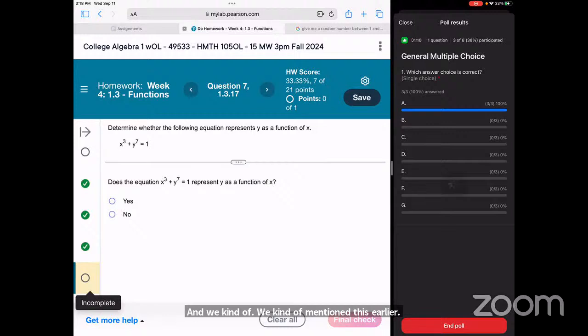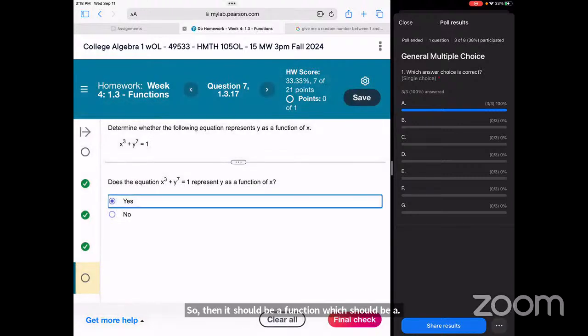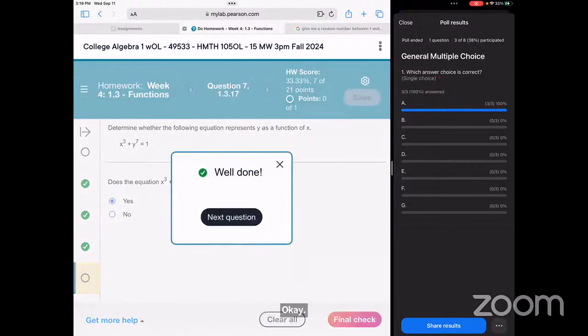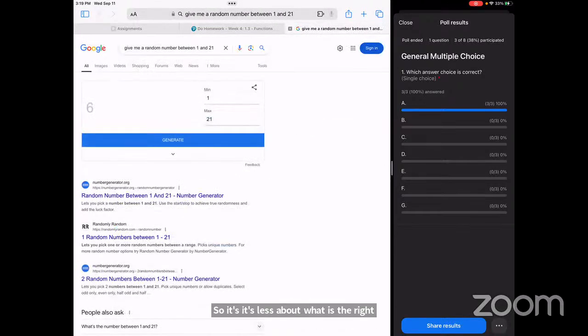So the highest power on y is an odd number. When we go to solve for y, we're going to be taking the seventh root, which is an odd root, so we're not going to need the plus or minus. That means our final image is going to pass the vertical line test, so it should be a function, which should be A. It's less about what the right answer is and more about why that is the right answer when it comes to this stuff. You know what I mean?